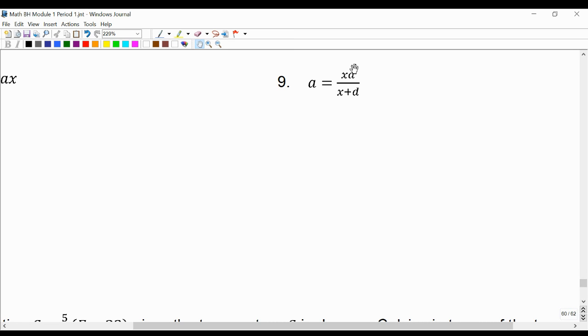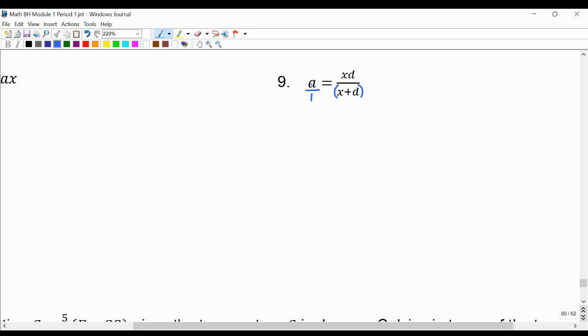We're looking at a equals xd over (x plus d). Sometimes with these fractions that have plus or minus in either the numerator or denominator, I'll put some parentheses to make sure I don't break into those and cancel things. So this is stuck, and I probably need to start by just getting this x out of the bottom.